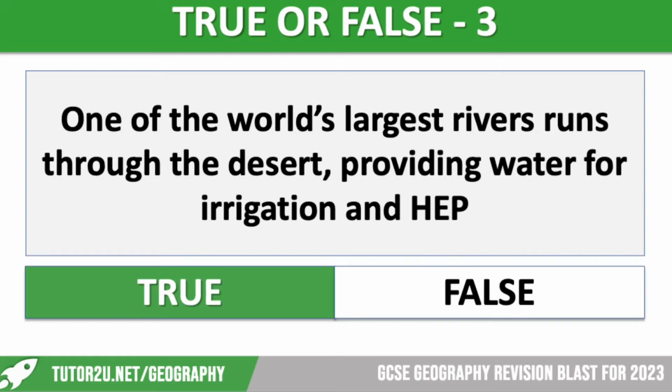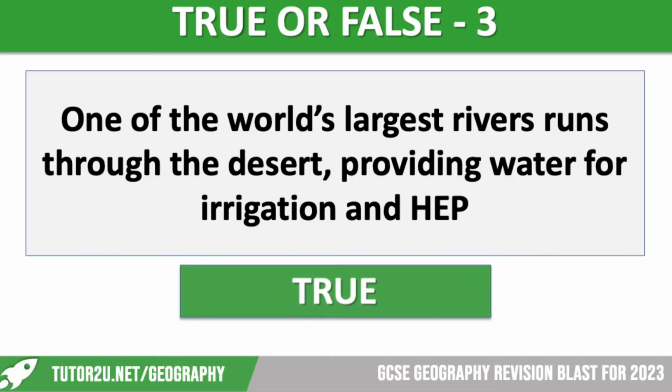One of the world's largest rivers runs through the desert, providing water for irrigation and hydroelectric power. Is this true or false? Let's reveal. It is true, it's the Colorado River.